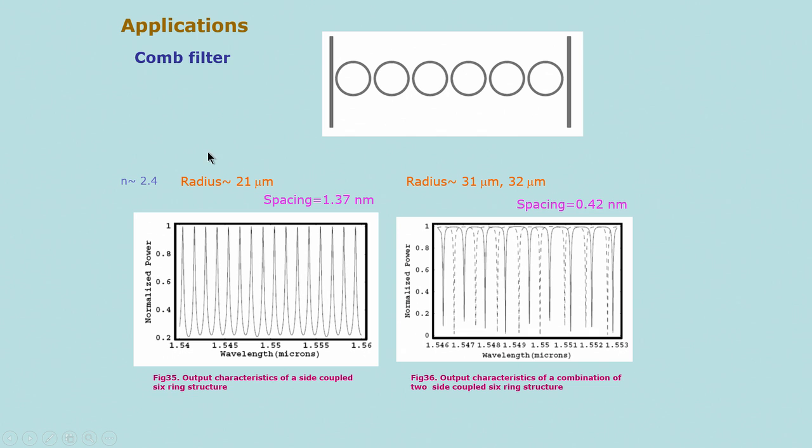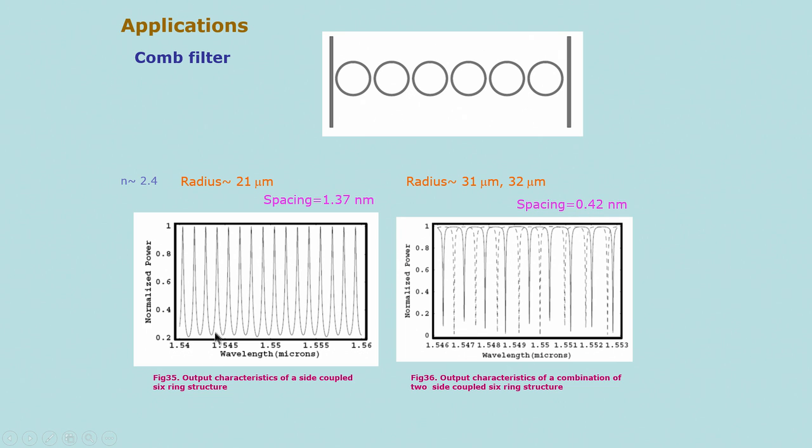In this particular case, you observe a comb or the ring resonator of the radius of 21 microns, spacing that you can get for the spectral components as 1.37 nanometers, quite small. Of course, still smaller could be achieved by proper design, and it depends on the technology, etc. This is an example where you have half a nanometer as the channel spacing between the different spectral components.